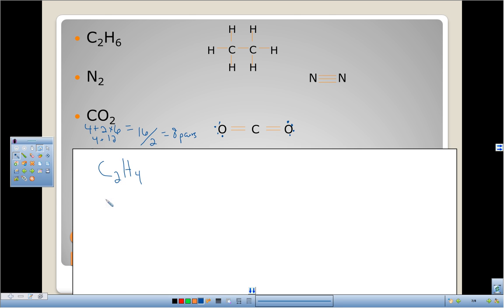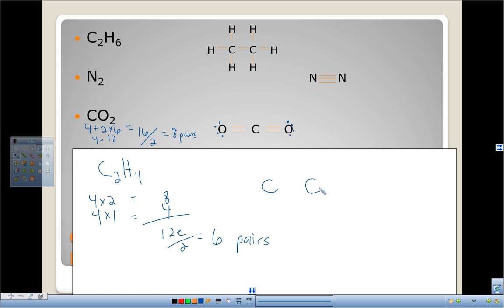Well, 4 times 2, 4 times 1, 8 and 4 makes 12 electrons to work with. Divided by 2 means 6 pairs. Hydrogen's always going to go on the outside. Carbons are going to go in the middle. But now I only have 4 hydrogens. And how did I know to make this even? Practice.